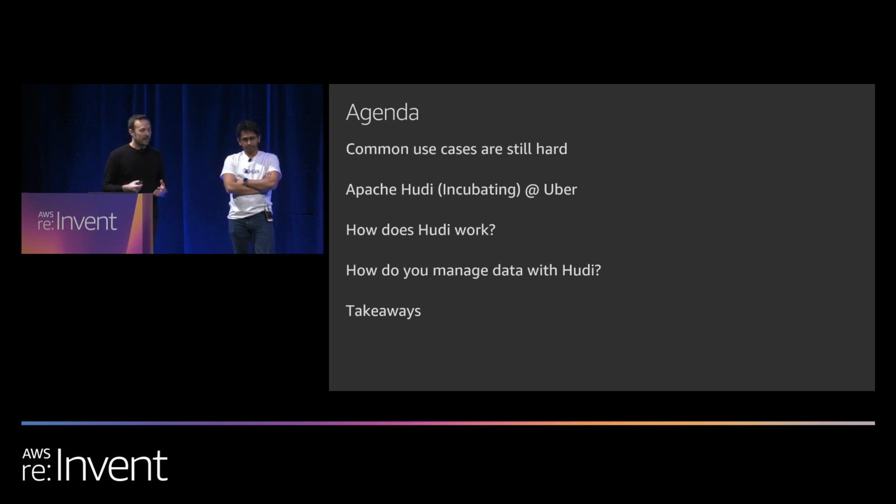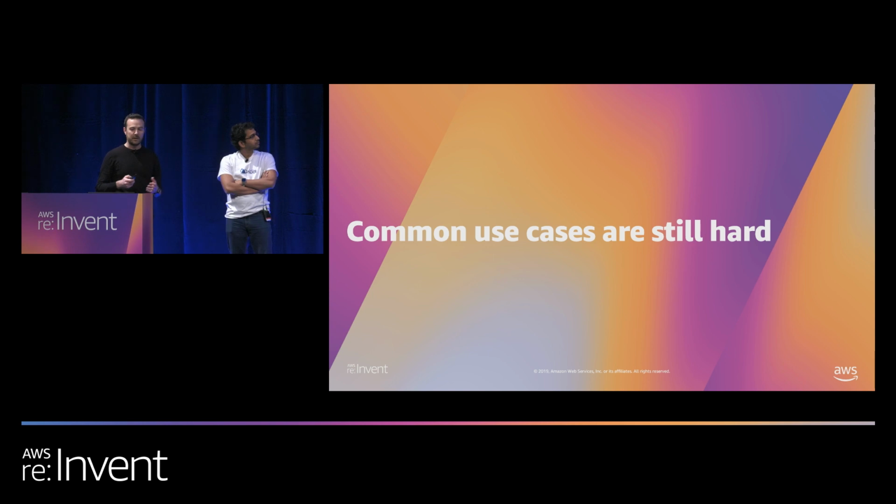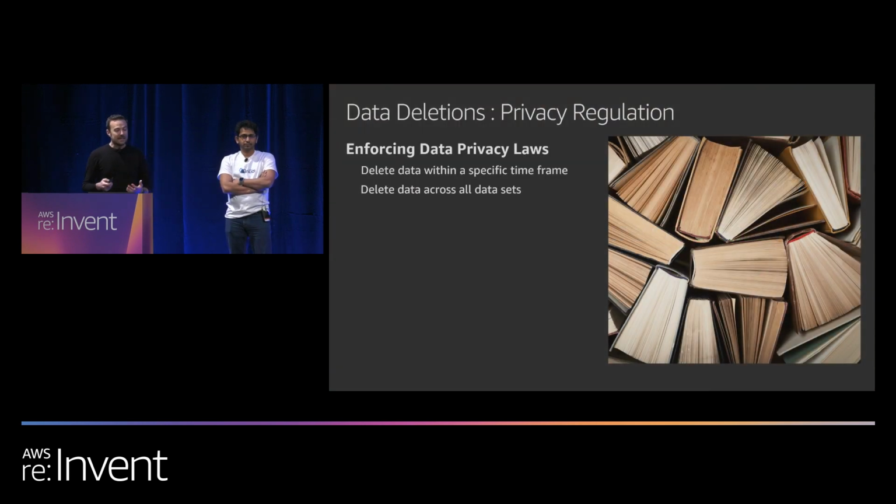And we'll start by outlining some of the traditional use cases that are hard to solve without a solution like Hudi. We'll talk about the kind of motivating use case at Uber and what led them to create the project. And then we'll talk about the architecture and exactly how does Hudi work, how do you actually manage data using Hudi. And so let's start by going through some of the existing use cases that are just a challenge to solve today without a framework like Apache Hudi.